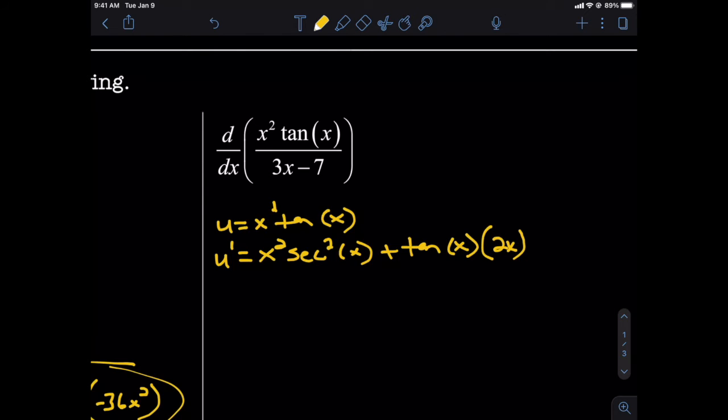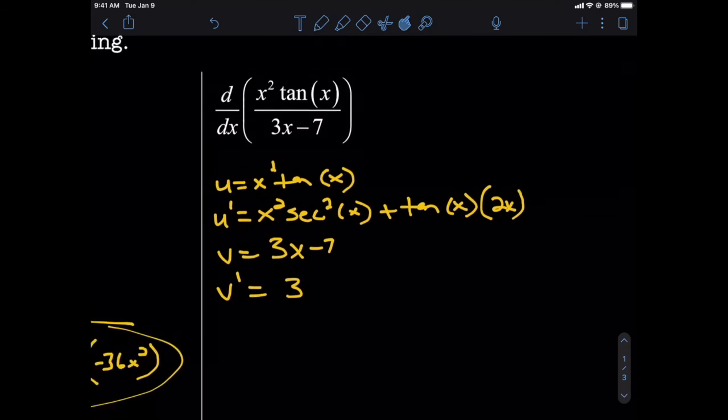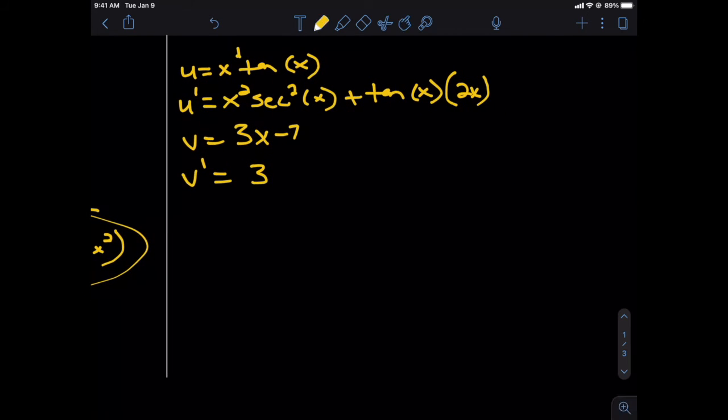2x. V and v prime are a lot more mundane. It's just a simple binomial. V is 3x minus 7, like we see here. And then its derivative v prime is very simply the derivative of 3x, or 3. As a reminder, the quotient rule is vu prime minus uv prime over v squared.